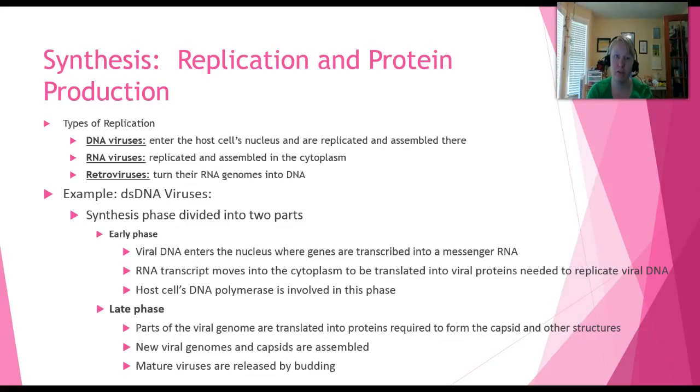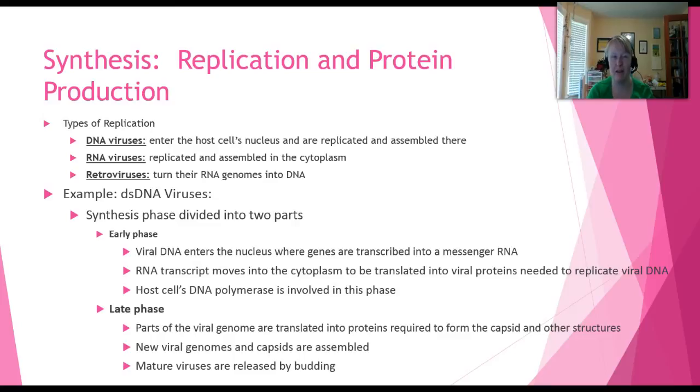Remember, we have two main types of nucleic acids we talk about, DNA and RNA. And in this case, we're also going to break out retroviruses into their own category. So we have DNA viruses, RNA viruses, and retroviruses. And we're going to look at an example of double-stranded viruses. There are two phases of replication for double-stranded viruses, the early phase and the late phase.